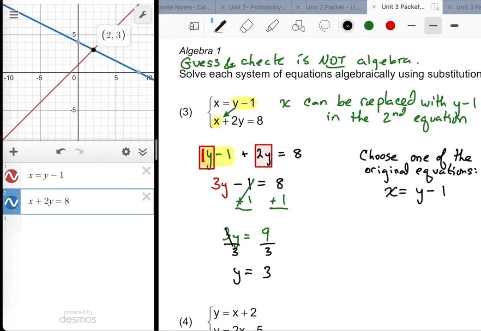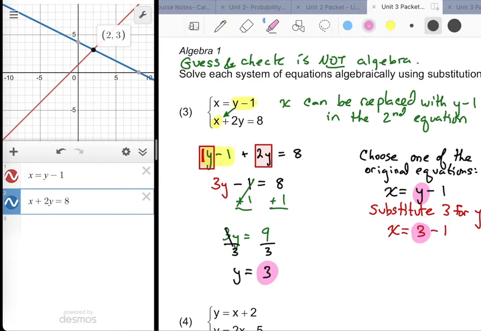All right? Substitute in the value of y that we just discovered. Well, I'll just say 3 for y. Substitute 3 for y because we know that y is now equal to 3. We determined that right here. y is equal to 3. Make that substitution. So x is equal to 3 minus 1, which means x is equal to 2.